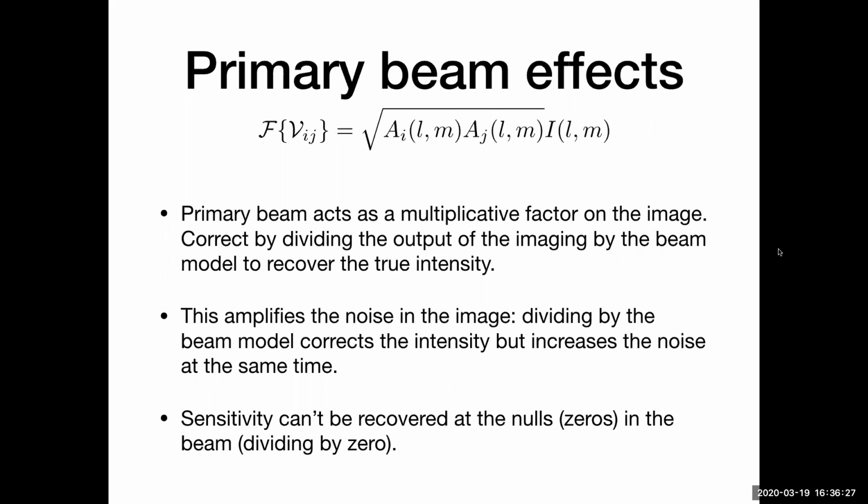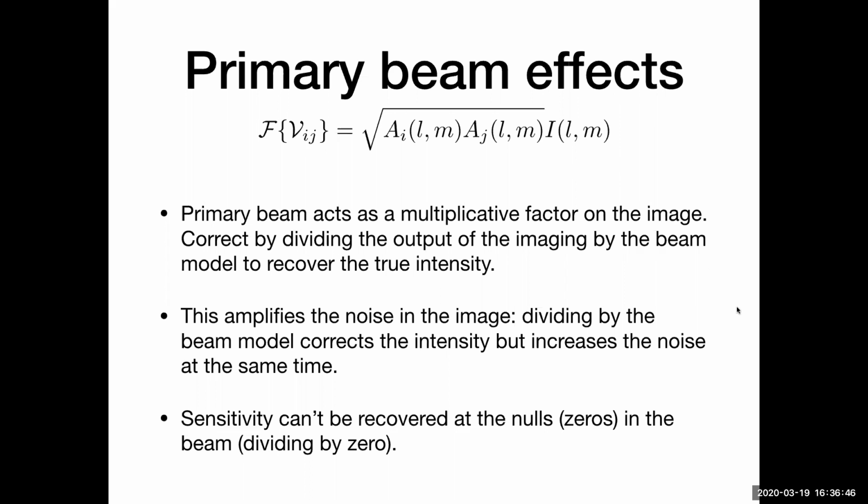So the primary beam acts as this multiplicative factor, decreasing your sensitivity effectively, and so decreasing the amount of flux that you see in the image. So you basically just pull it onto the other side of the equation by dividing, in principle, to get the true intensity.